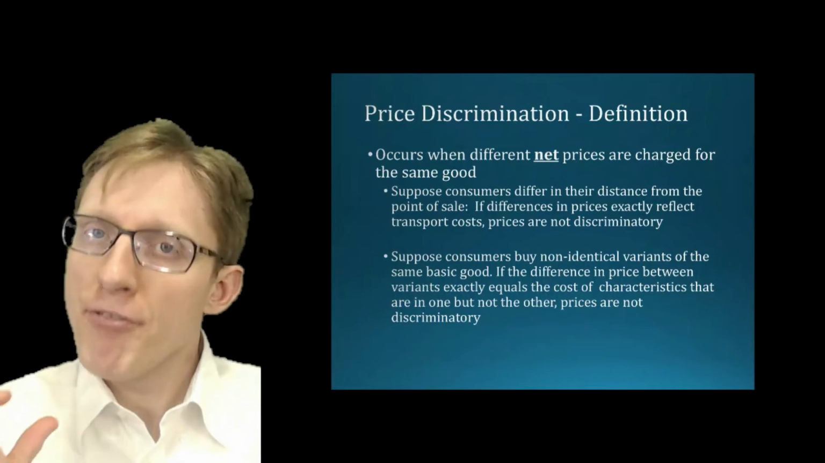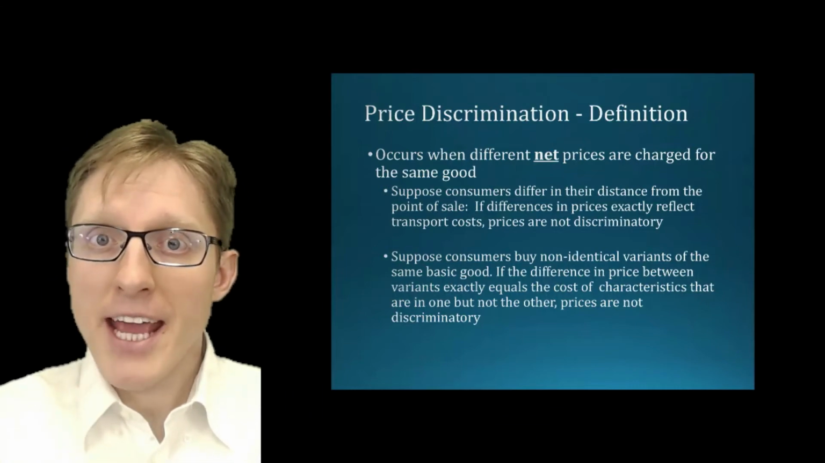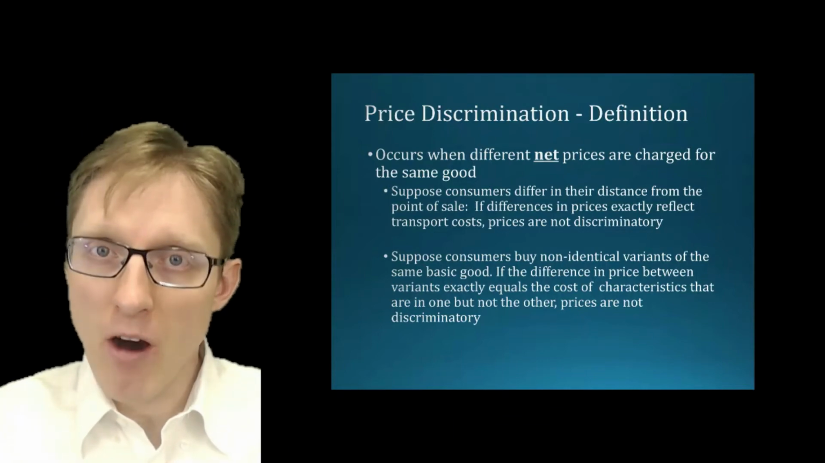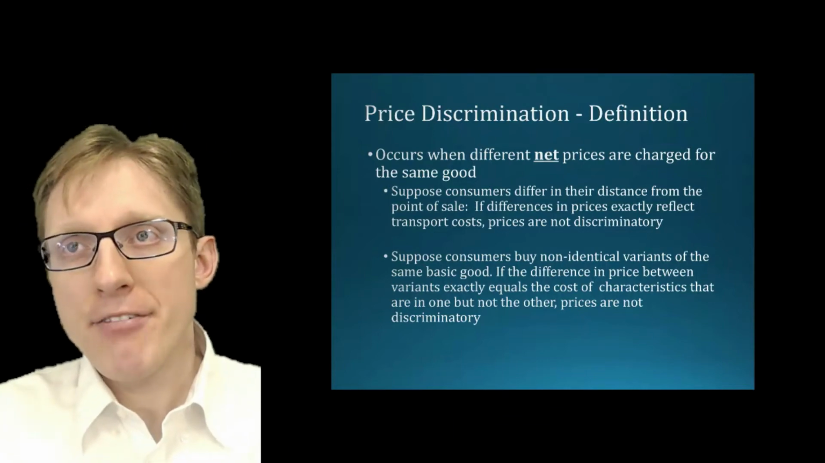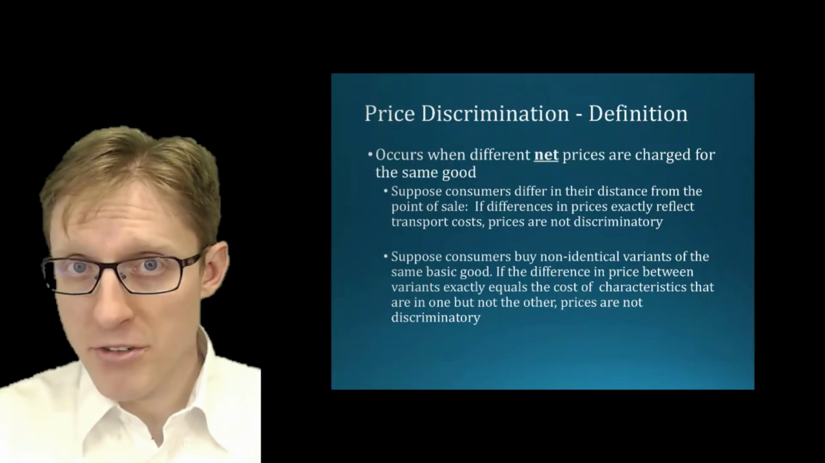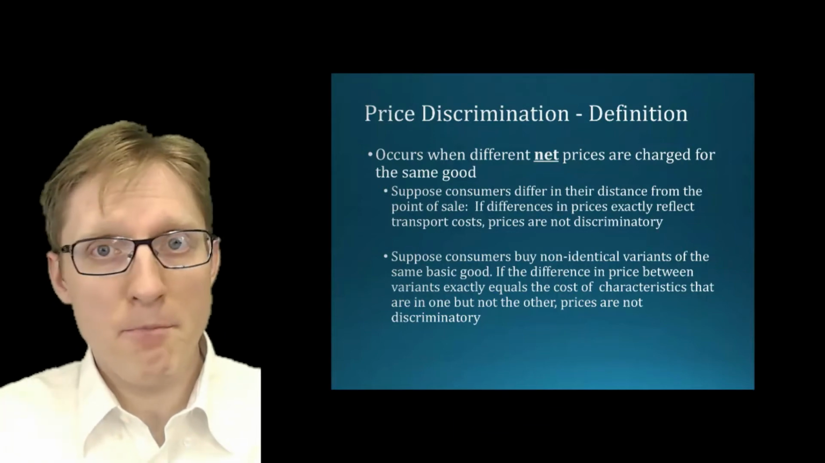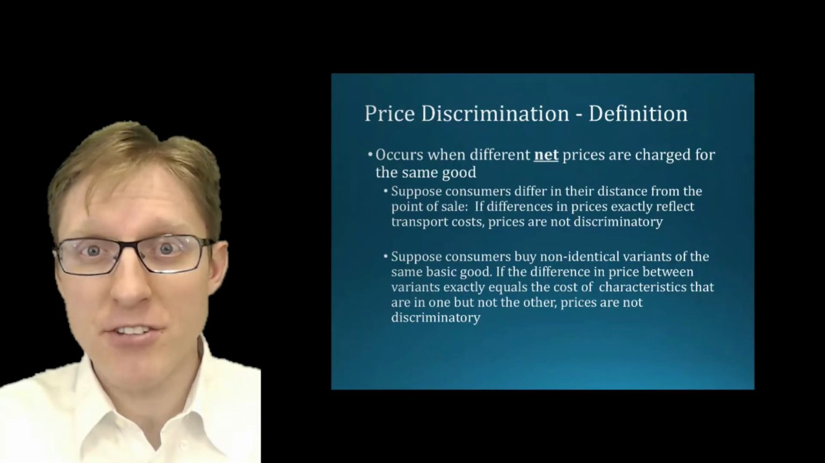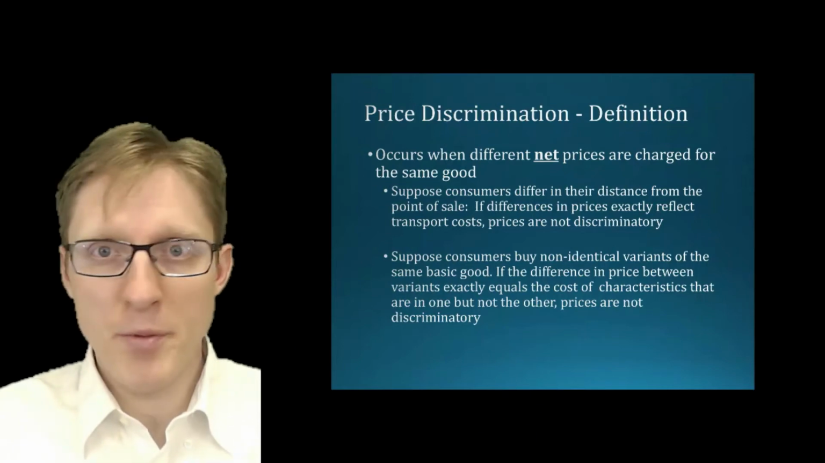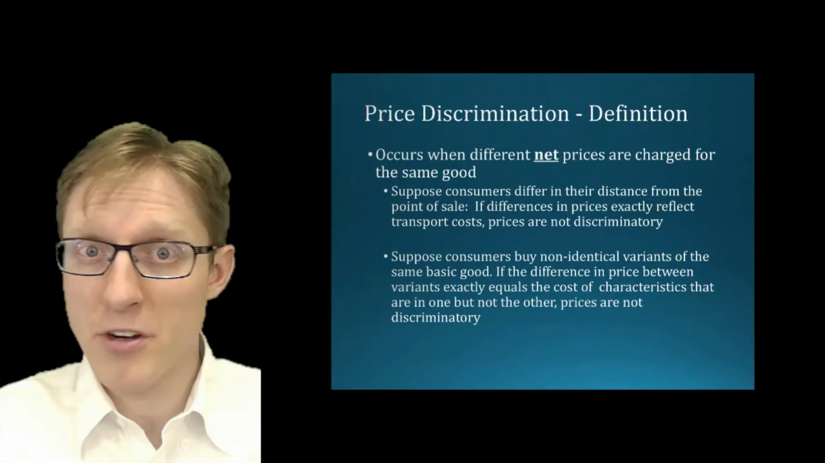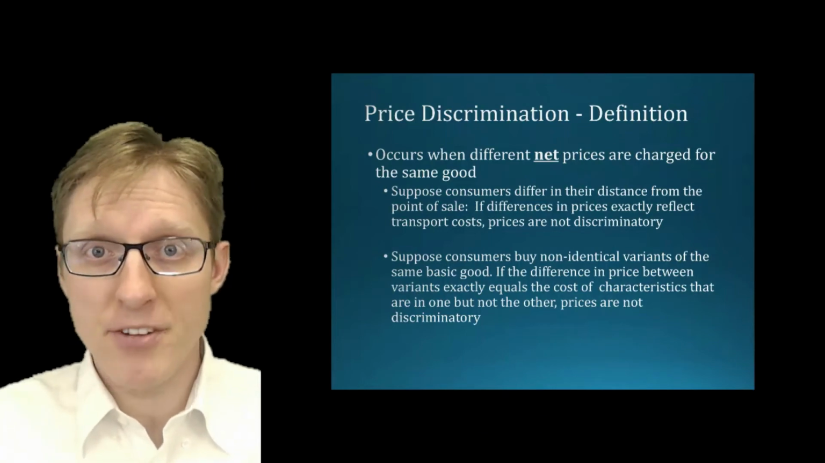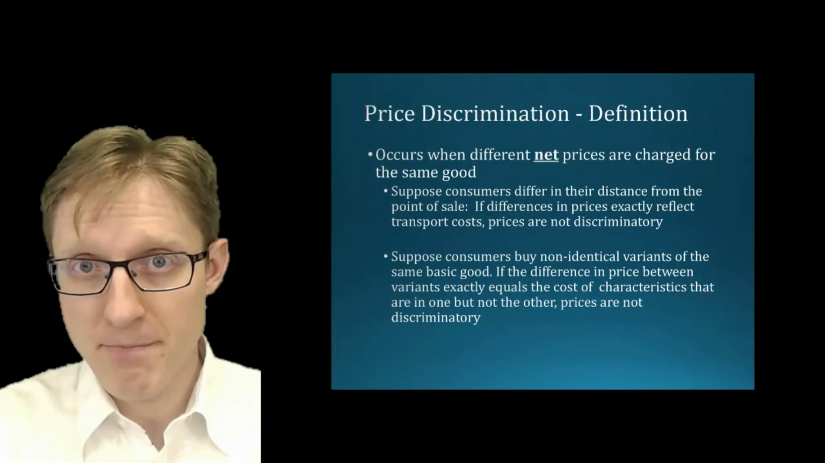Okay? Now, for it to be price discrimination, it has to be based on their willingness to pay, not based on cost. So for example, if firms charge different consumers different prices, but shipping is included in the price and the price difference merely reflects a difference in shipping costs. For example, suppose people in Alaska pay higher prices because it costs more to ship it to them. If the price difference merely reflects the shipping cost difference, then it's not price discrimination.